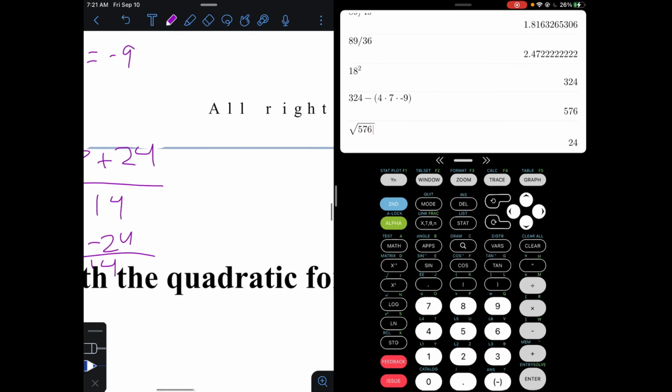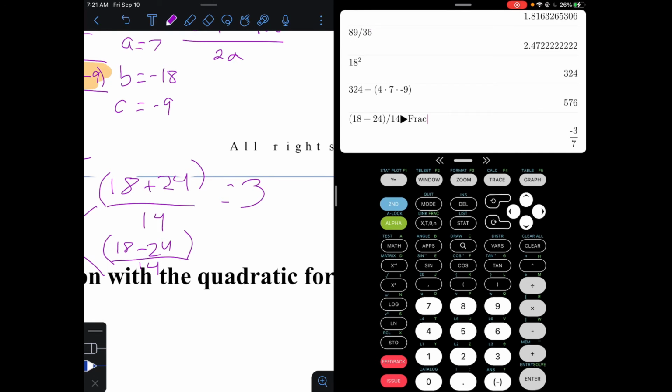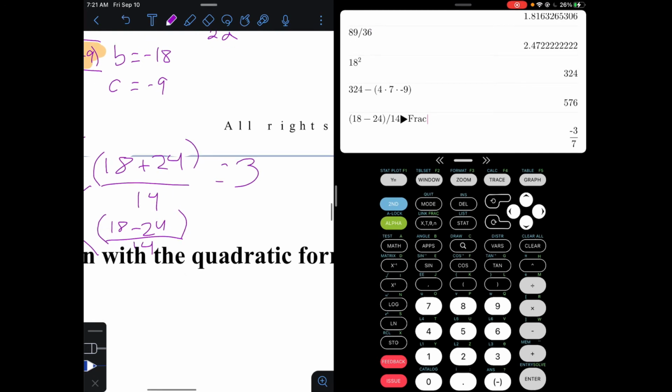All right, so let's go ahead and do that. And make sure when you plug these in, I would put parentheses on the top to make sure that you don't mess up the work. So we're going to do 18 plus 24 divided by 14. It gives me a 3. And then I'm going to go ahead and do 18 minus 24 divided by 14. And let's see, it's negative 3/7. All right.